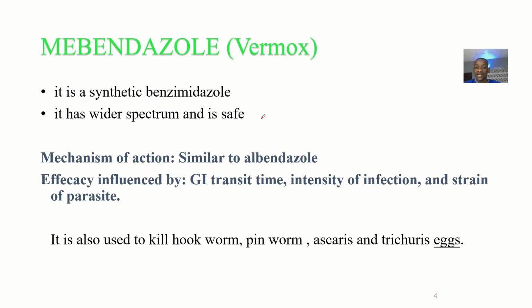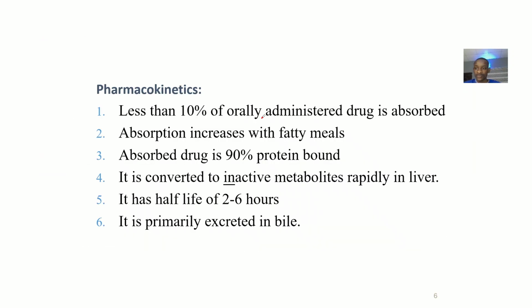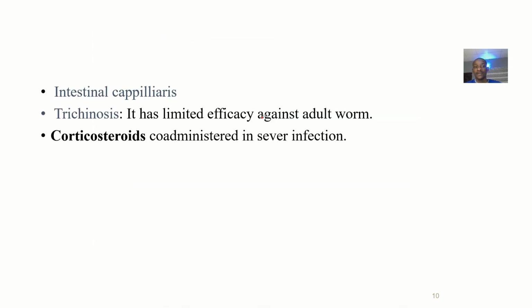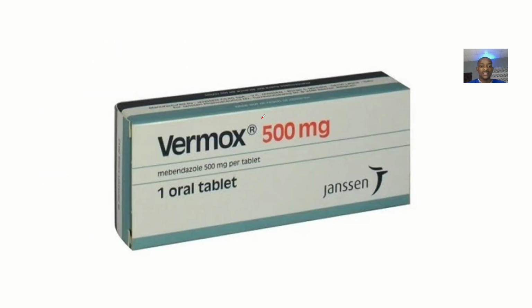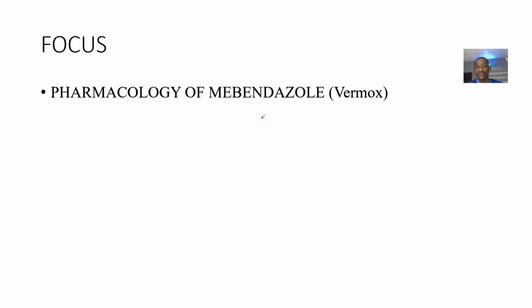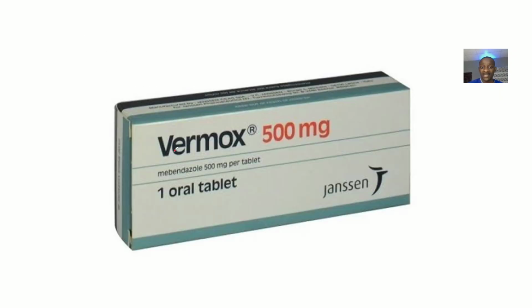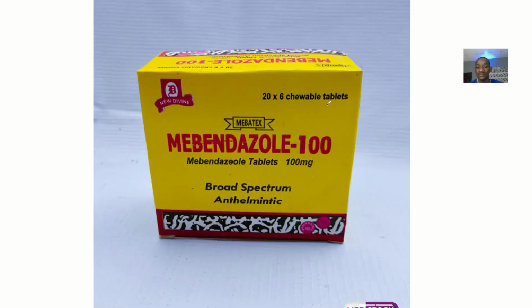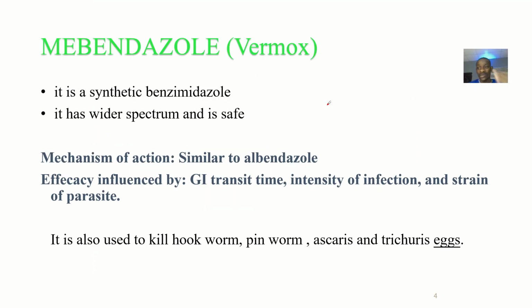Then we'll also be looking at the pharmacokinetics of this drug and the clinical uses. Now you see several pictures of mebendazole. This one has the name Vermox. This one is Vetnil. So it has different names. This one is Mebendazole 100. It's sold under various brand names, but one of the most popular is Vermox.